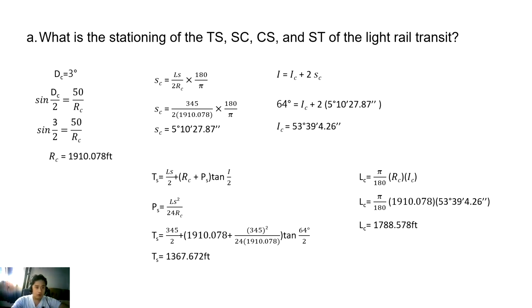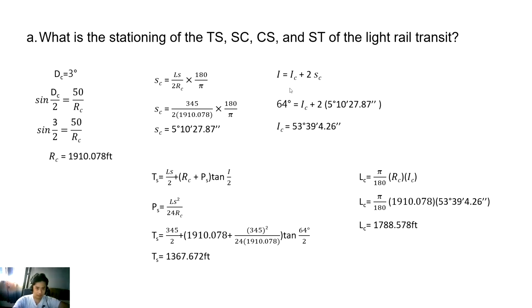Then, para naman sa SC na to, LS over 2RC times 180 over pi. Then, substitute lang natin. So, magiging 345 over 2 times yung RC, which is 1,910.078 multiply sa 180 over pi. So, makukuha natin yung SC as 5 degree and 10 minutes and 27.87 seconds. So, yan yung spiral angle.